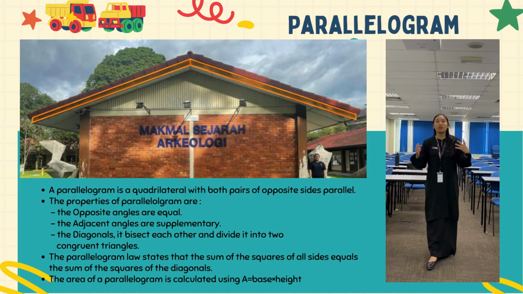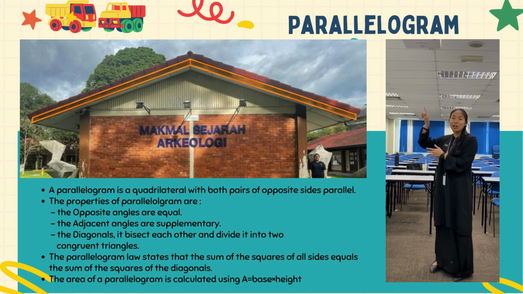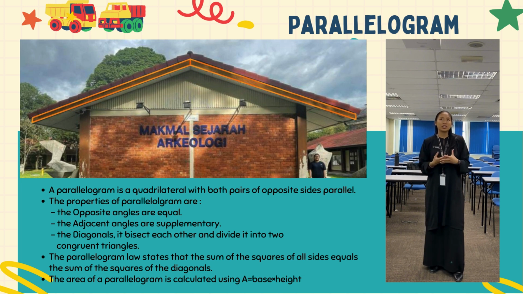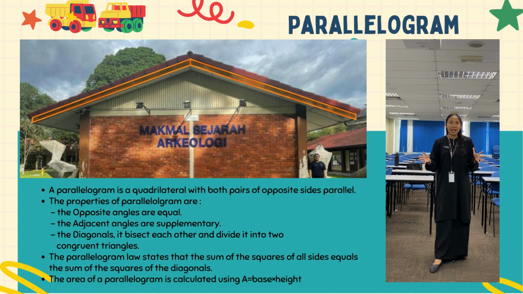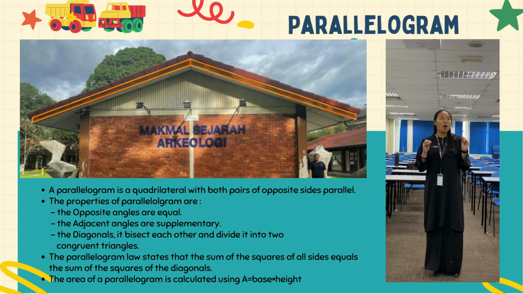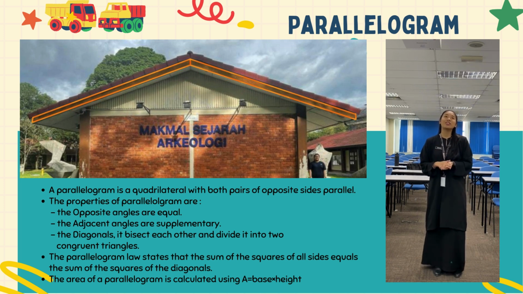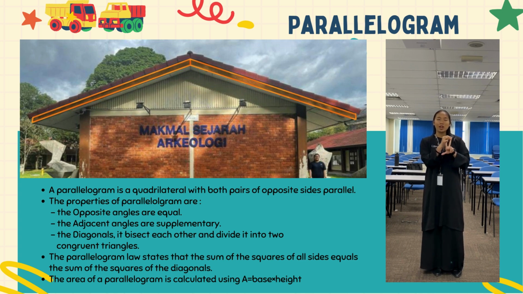architectural design. For the parallelogram, you can see at the yellow line there are the lattice roof sections, which aid in water drainage and provide a balanced symmetrical design. A parallelogram is a quadrilateral with both pairs of opposite sides parallel. The properties of the parallelogram are: it has opposite angles which are equal. The adjacent angles are supplementary, which is when you add them up, it will become 180 degrees. The diagonals bisect each other and divide it into two congruent triangles.